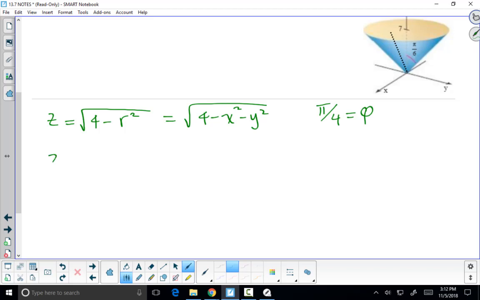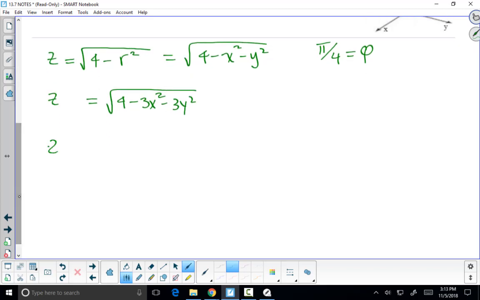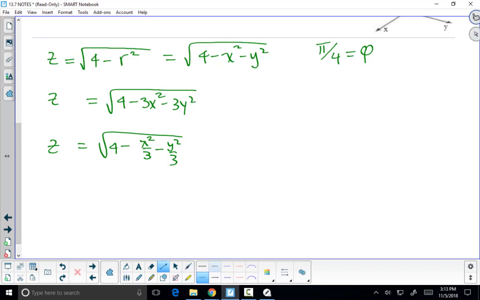Here are the other two choices. You could have 3x squared minus 3y squared. That's one choice. And the last choice is this: you could have a 3 down here and a 3 down here. Those are the only choices. Let's just quickly, I'll do this as fast as I can, graph these two.